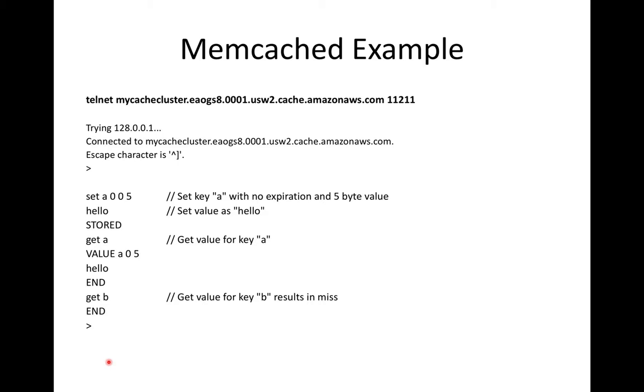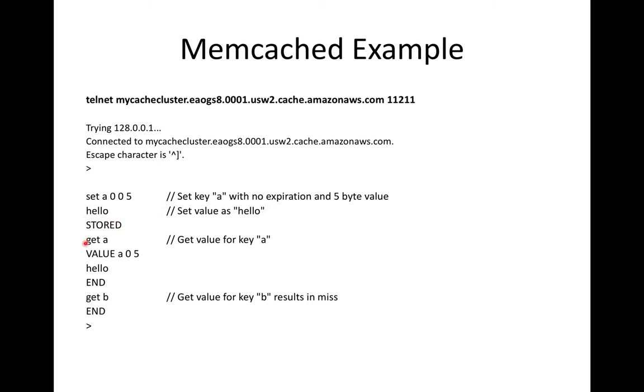Here's a quick example of what a Memcache D request looks like. Now, this is a request that is being sent directly to the Memcache D service. So it's connecting to Memcache D on port 11211, and the application is connecting to the service and saying create a key called A and set the value of that key to the value hello. And Memcache D responds back saying that that value was stored.